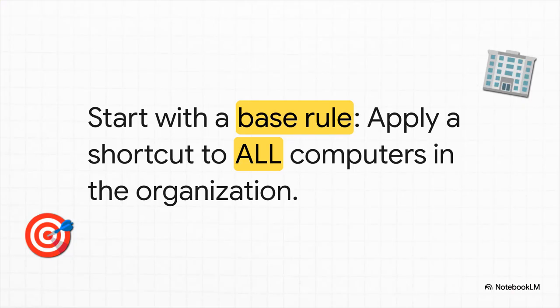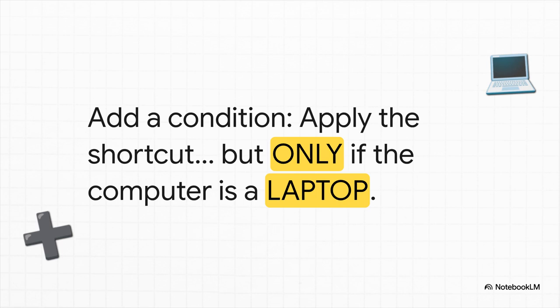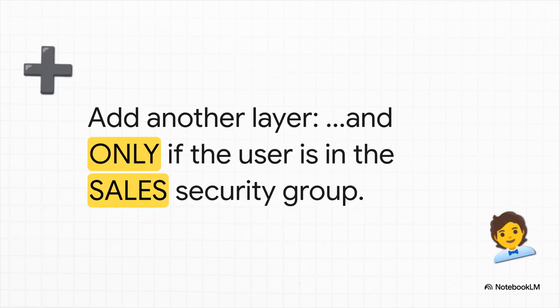Let's build a quick example so you can see what I mean. An admin starts with a simple goal: push out a shortcut for a new VPN app. The first step is easy. They just apply it broadly to every single computer in the company. But hold on, the desktop computers in the office don't need a VPN. So the admin adds a condition using item-level targeting. The rule now says, apply this shortcut, but only if the computer is a laptop. Okay, that's better. But not everyone with a laptop actually needs this software. So they add another layer of logic. Only apply it to laptops for users who are part of the sales security group. See? Now we're getting really specific.